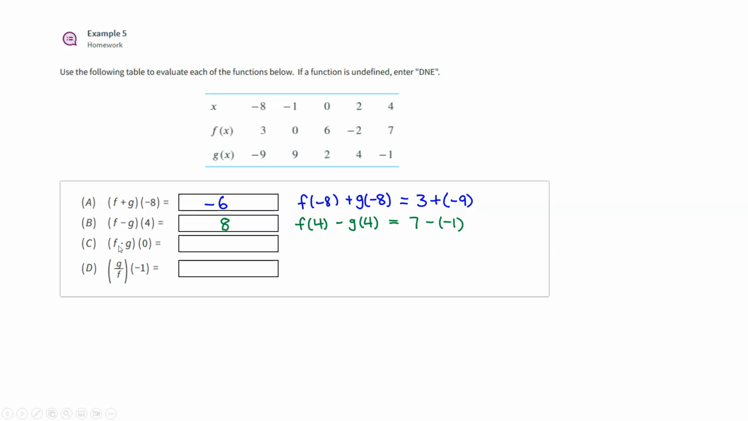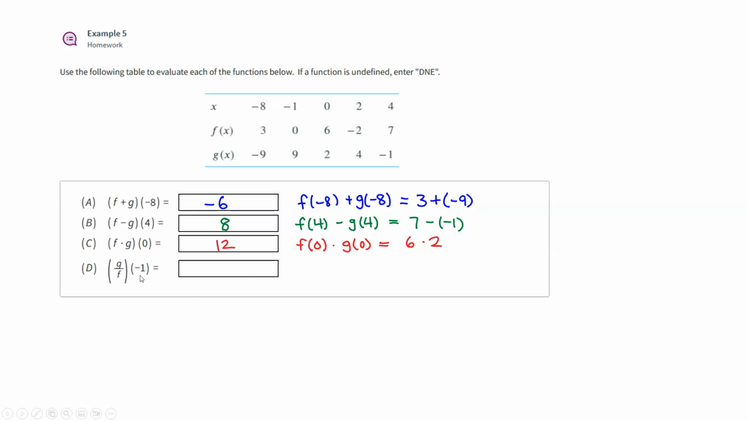Between f and g, yes. This is f of 0 times g of 0. And we look at those values. F of 0 is 6, g of 0 is 2. So I basically have 6 times 2 here, which of course is going to be 12.